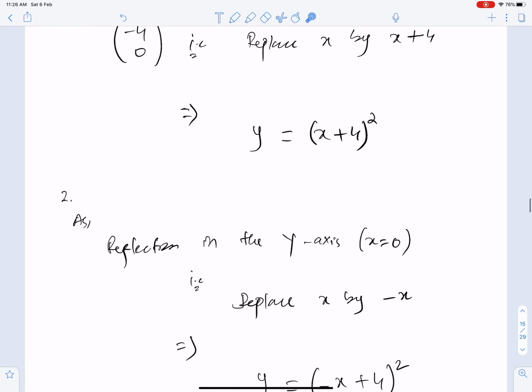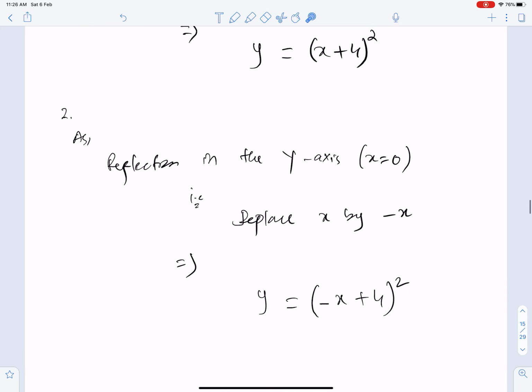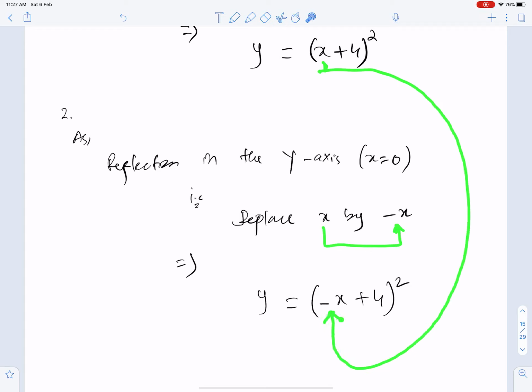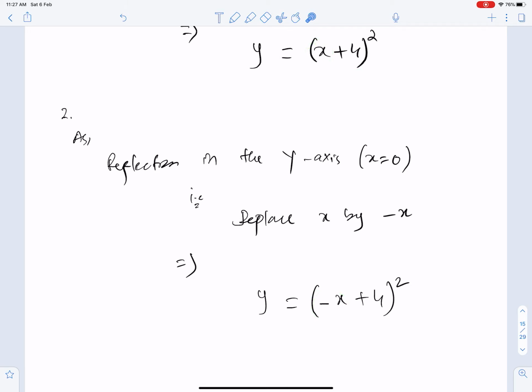Number two, you need to apply reflection in the y-axis. Reflection in the y-axis means replace x by minus x. So when you replace this x by minus x in this equation, you will get this equation. This is very important. Just replace this x by minus x. Don't write minus x minus 4. This will be wrong. You just need to replace x by minus x.